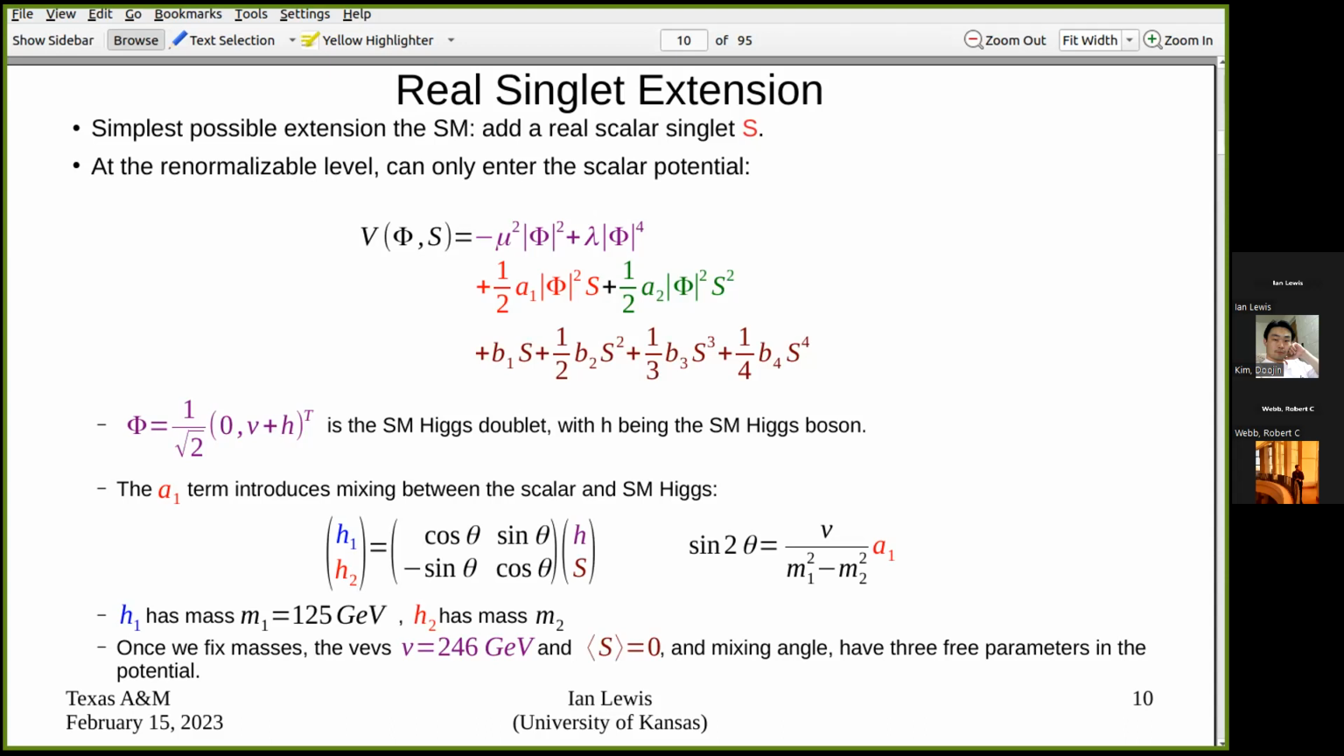And this mixing angle is completely coming from this a1 term. So this mixing angle is proportional to a1, which will be important for some of my motivations for what I want to look for with collider signatures.